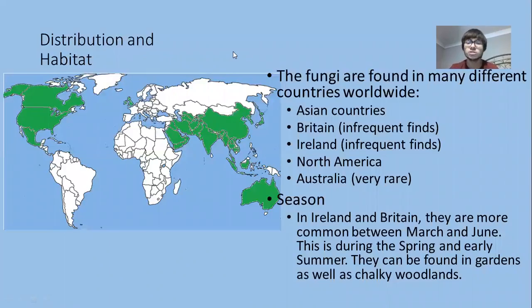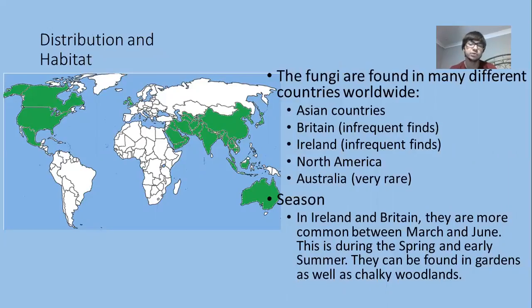So the distribution and habitat. The fungi are found in many different countries worldwide. So on the map, I highlighted pretty much the countries where they're found. They're found in the Asian countries, Britain infrequently, as well as Ireland, and North America, as well as rarely found in Australia.